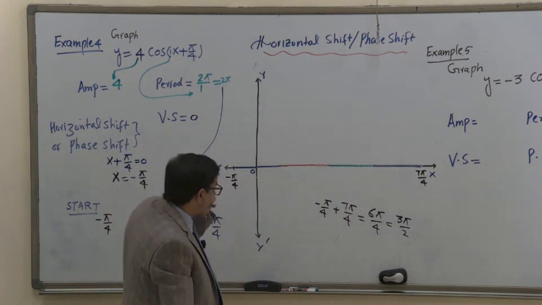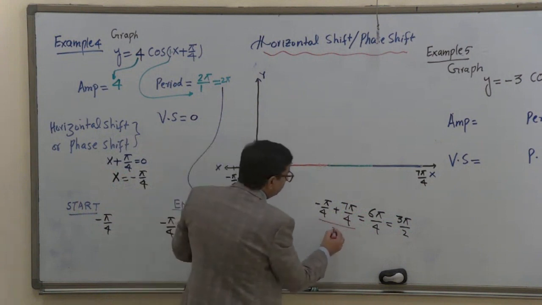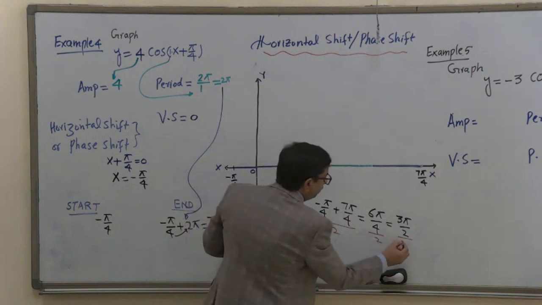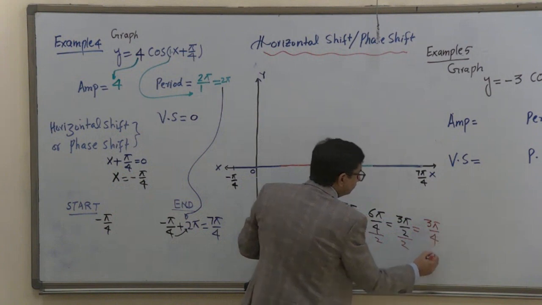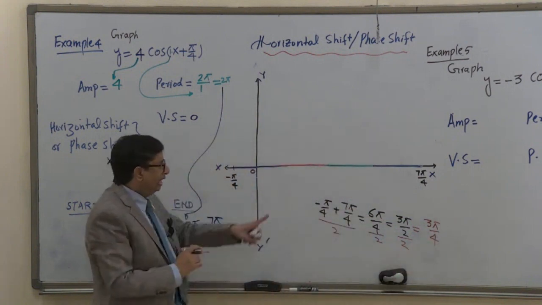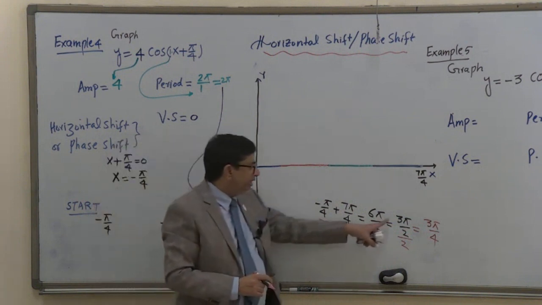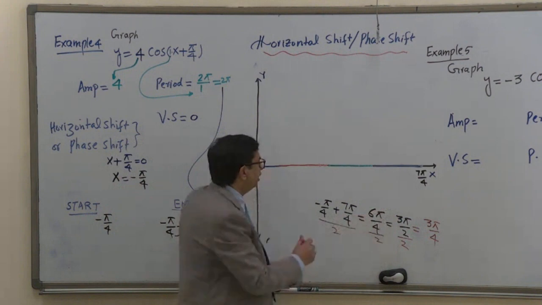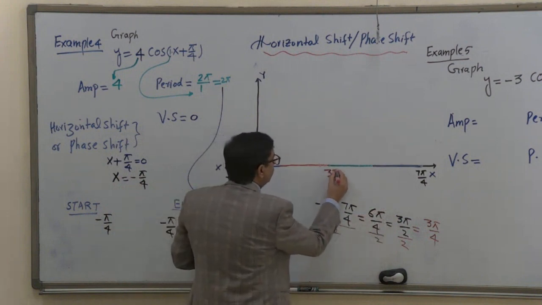So this is the midpoint of this one. And for the midpoint, we divide by 2. So when you divide this by 2, this will be 3 pi over 4. Got it? Add both numbers, simplify, and divide by 2. So this will be the midpoint. The midpoint is over here, 3 pi over 4.